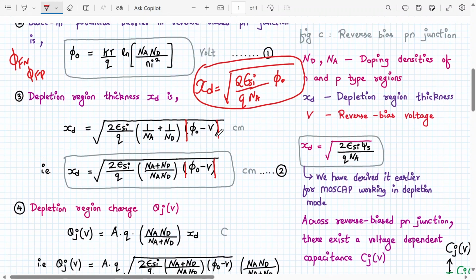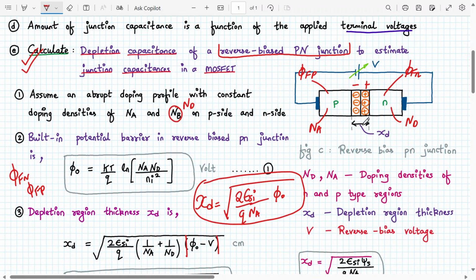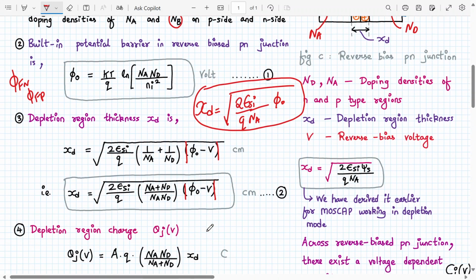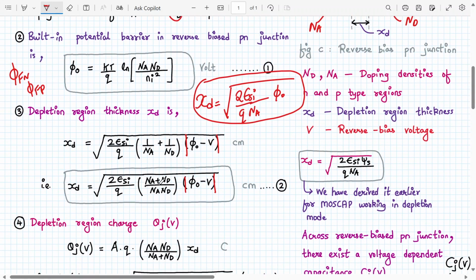Alright, so xd, the depletion region, will be in centimeters, so it's a length. So xd will be square root of twice epsilon silicon upon q, Na plus Nd upon Na Nd, into mod of phi naught minus V, in centimeters. So this is equation number 2 of the derivation.